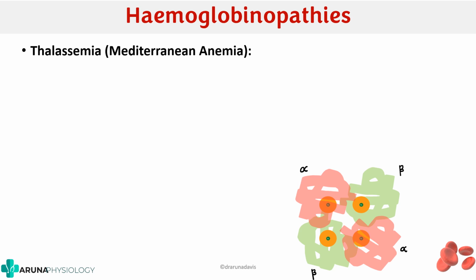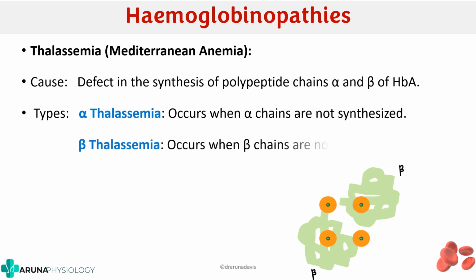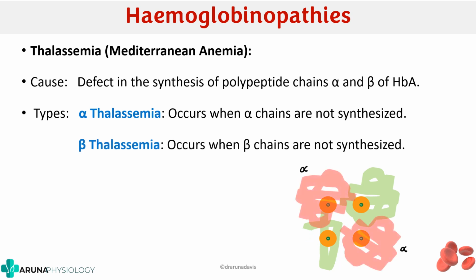So thalassemia is also called Mediterranean anemia. Here the defect is in the synthesis of the alpha and beta chains of HbA. So the hemoglobin is normal, but the alpha and beta chains are abnormally synthesized. There are types of thalassemia in which the alpha chain might be affected and types in which the beta chain might be affected. So alpha thalassemia occurs when alpha chains are not synthesized properly, whereas beta thalassemia occurs when beta chains are not synthesized properly. Okay, so either way, the hemoglobin per se is normal, but the quantity is affected.